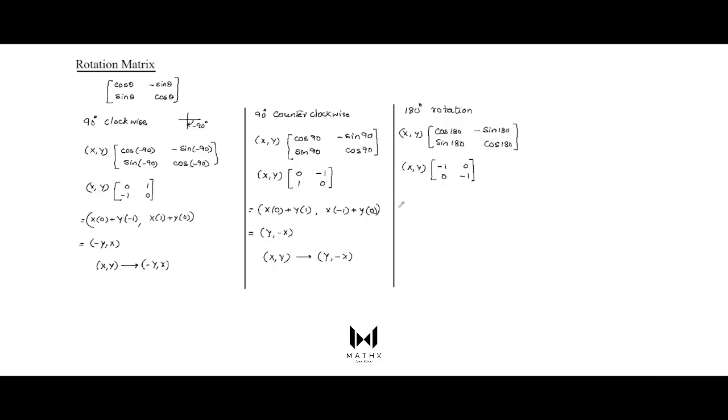Now when we multiply this, we get x times negative 1 plus y times 0, x times 0 plus y times negative 1, and that gives us negative x comma negative y. And so rotating by 180 degrees, we get negative x comma negative y. So this is the matrix multiplication and rotation matrix, and this is how we can find out these rules. So you should remember these three rules whenever you're doing the questions directly.